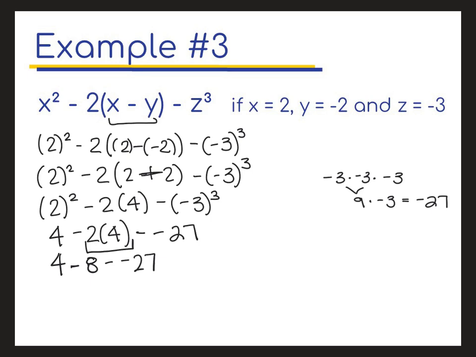And then I'm going to add and subtract from left to right. So I'm going to start by doing this part first. 4 minus 8, so negative 4. Then I have minus negative 27. Subtracting a negative is really adding. And so the answer to this would be 23.